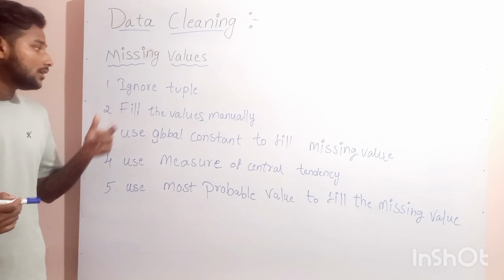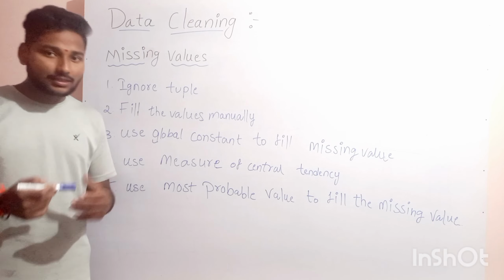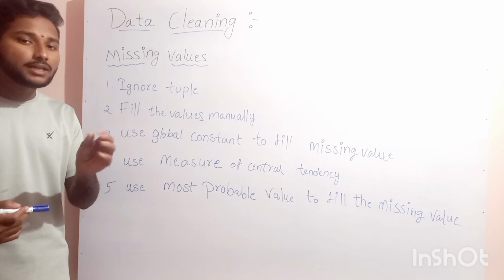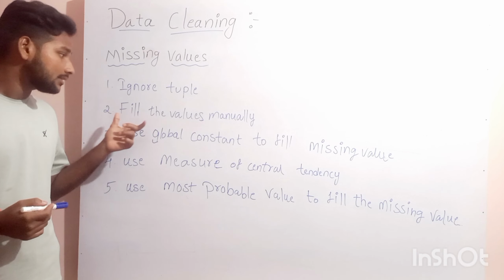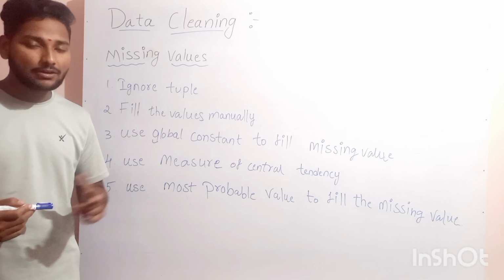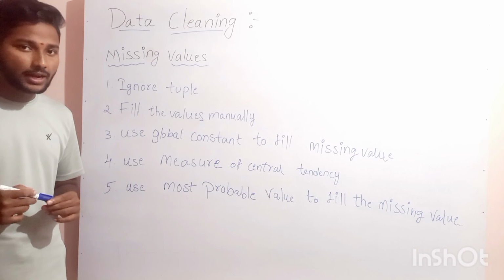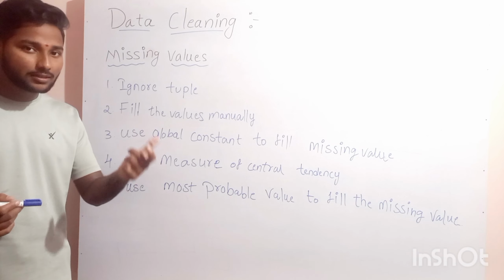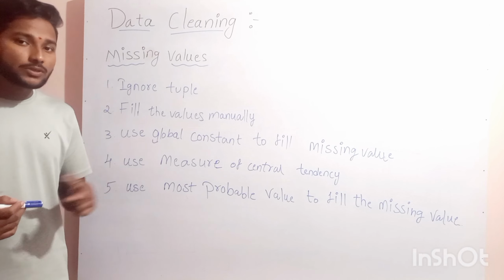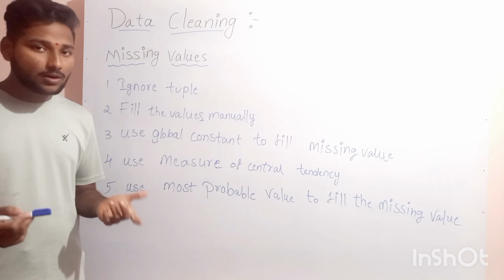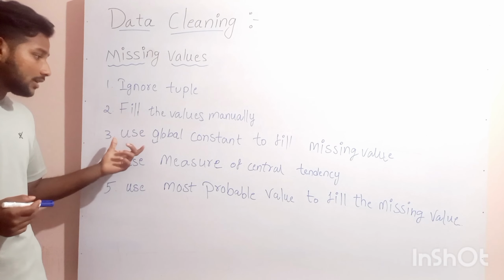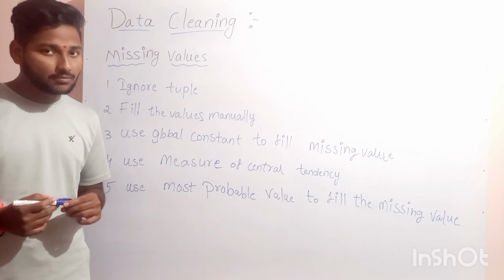The first one is to ignore the tuple. In collecting the data, if some data field is not filled, just simply ignore that tuple. The second is to fill the missing values manually. We can fill them with our own hand. We can assume any value in that data field. For example, we are talking about student data. If the marks are not provided by the student, we can manually fill in any marks of our choice.